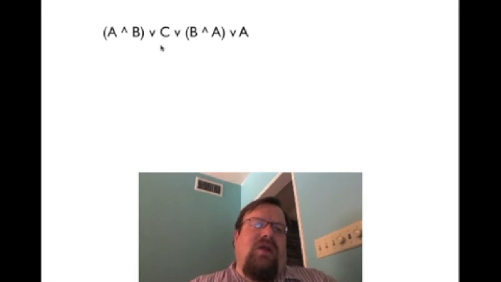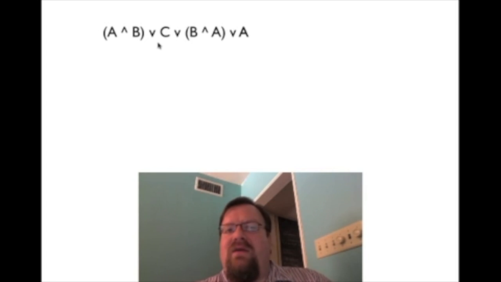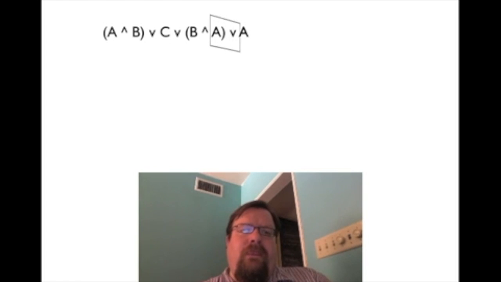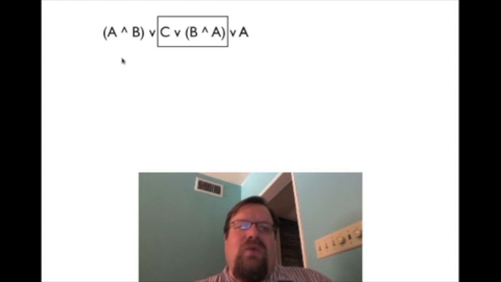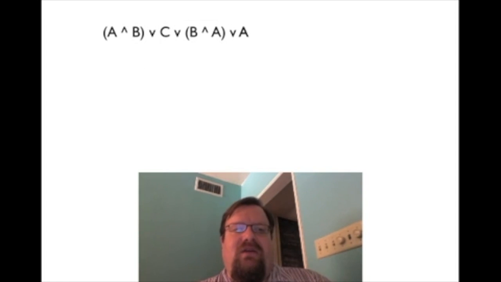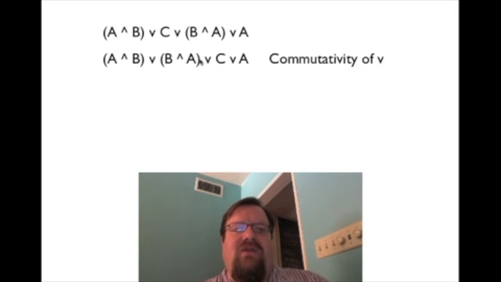So what we want to do is get them lined up next to each other and make them look exactly the same. Once we do that, we can use an idempotence rule to drop out one or the other of them. So the first thing I want to do is take this and switch it around so that we get this thing next to that thing. So the rule that lets us do that is the commutativity of or. So I took this and I just switched it around to be that.